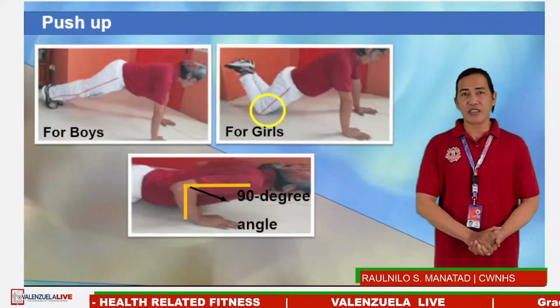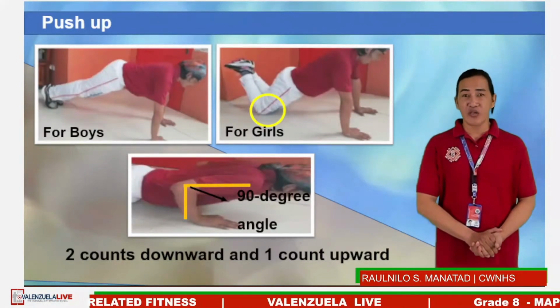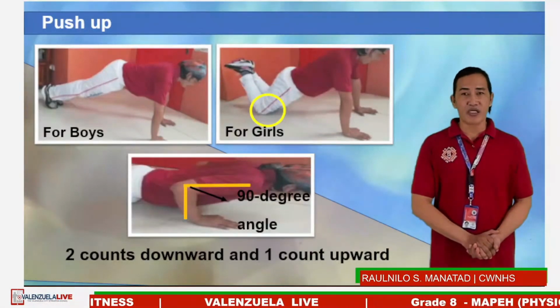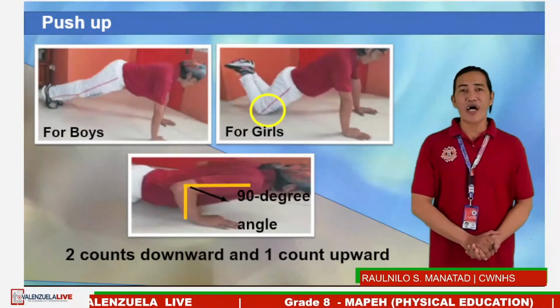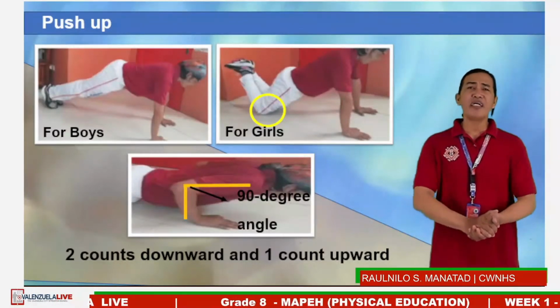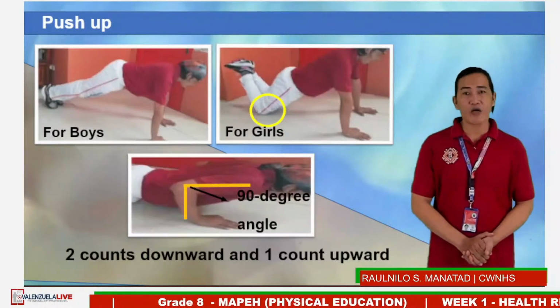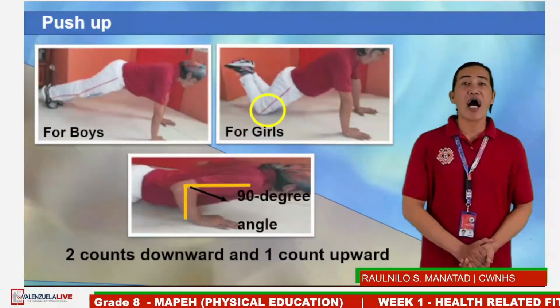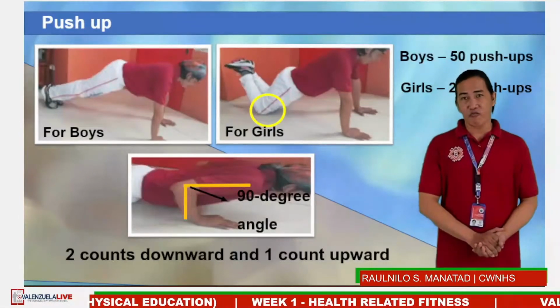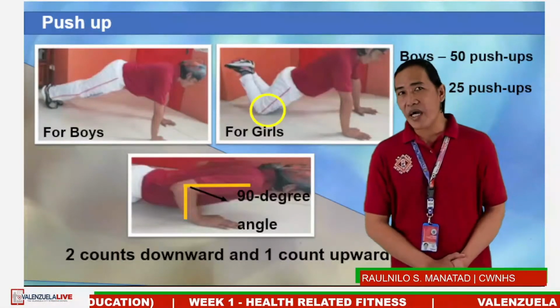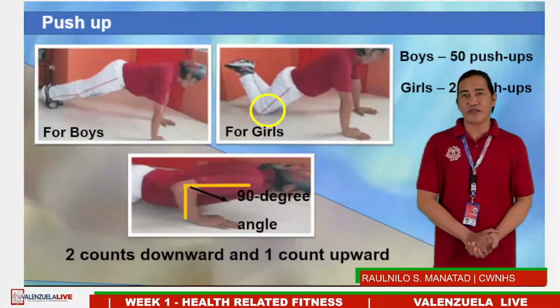Perform as many repetitions as possible with a cadence or rhythm of 2 counts downward, or 2 seconds, and 1 count, or 1 second, upward. To make it simple, a slow downward movement and a fast upward motion. A maximum of 50 push-ups for boys and 25 push-ups for girls.